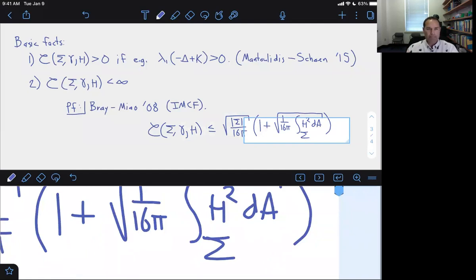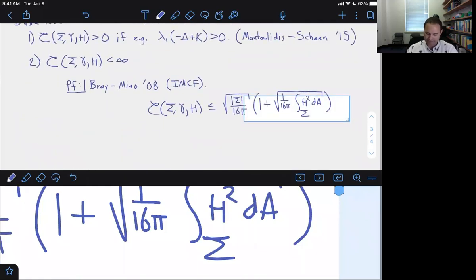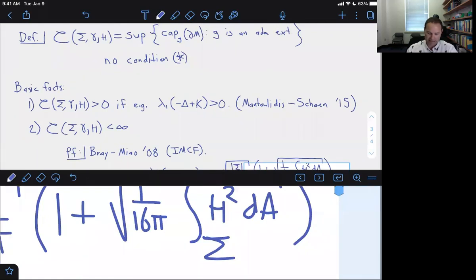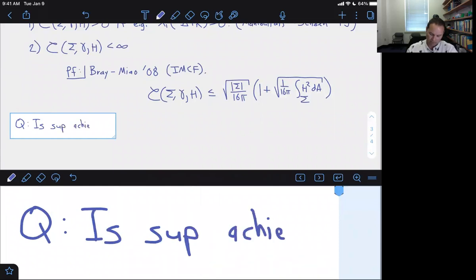Okay, so just like with the Bartnik mass, you look at this definition, and one of the first questions you'd want to ask is, is there an optimizer? In this case, is the supremum actually achieved? So that's really one of the guiding questions here, just like it is for the Bartnik mass. Is the supremum achieved? And I don't know the answer to that in general.